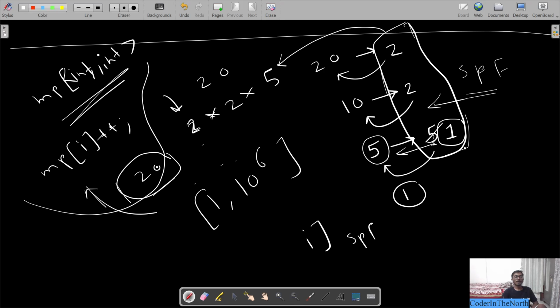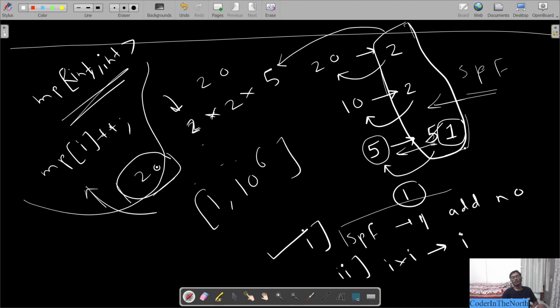Whenever SPF is 1, add the number in the list of prime factorization. Another option is, instead of starting from i into i, we can start from i itself. I think this is better. The time complexity will be the same, and we just add this extra condition, but here we are going to increase the time complexity.